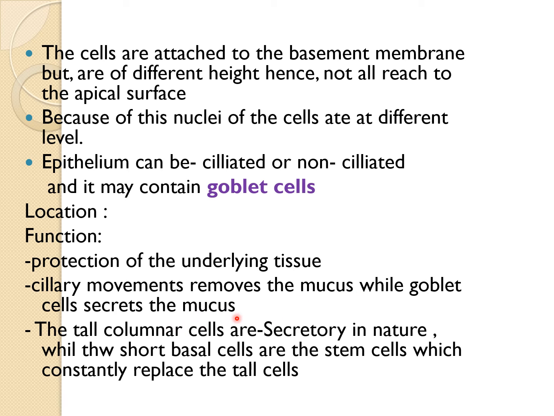goblet cells secrete the mucus. The tall columnar cells are secretory in nature while short basal cells are the stem cells which constantly replace the tall cells. So this is an example of pseudostratified epithelium. Non-ciliated pseudostratified epithelium is found in some parts of the auditory tube, ductus deferens and the male urethra, membranous and penile parts. Ciliated pseudostratified columnar epithelium is seen in the trachea and in large bronchi. Pseudostratified columnar epithelium with stereocilia, long microvilli, is seen in the epididymis.